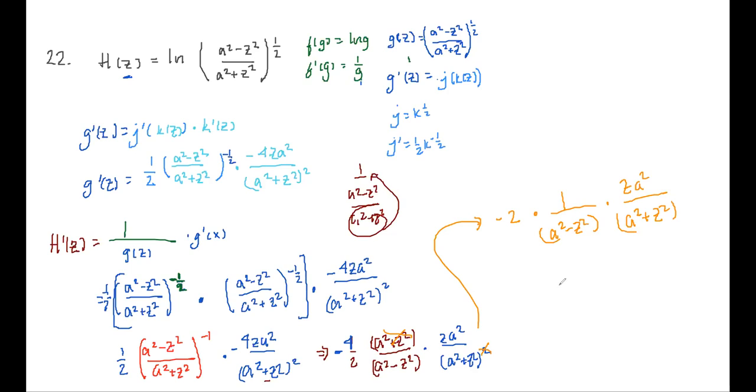We multiply this all together, we're going to end up with minus 2za squared over a squared minus z squared times a squared plus z squared, which is going to be a squared times a squared is a to the 4th. A squared times z squared is a squared z squared. It's minus here. And then I'm going to have a squared times plus z squared, so it's positive, so they cancel. And I'm going to wrap it up with minus z to the 4th. And that is going to be my answer.